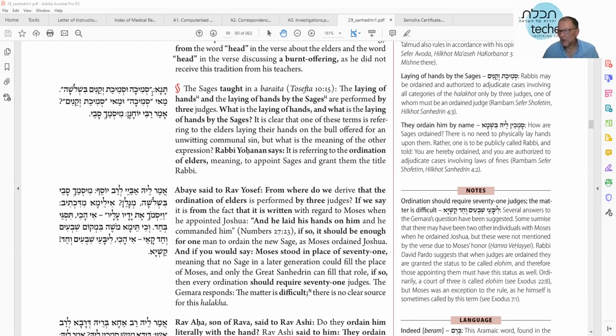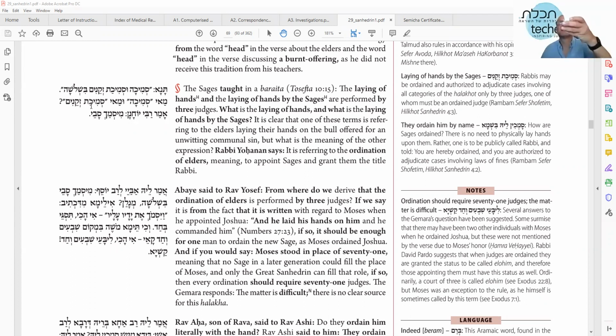Tana, it was taught in a Braita: Smicha or smichat zekenim bishlosha. Smicha, the laying of hands, and the laying of hands of the elders is done with 3 judges. So you're going to say to me, what's the difference between smicha and smichat zekenim? Well, that's exactly what the Gemarah asks.